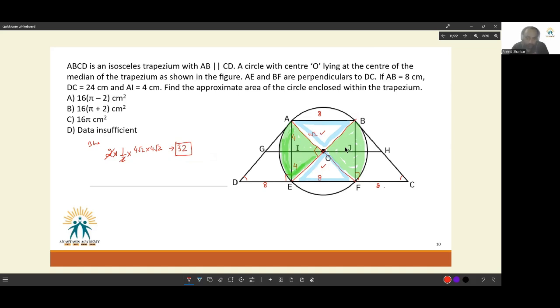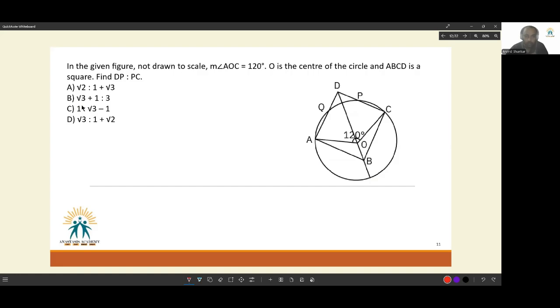Now area of these two green portions, which is quarter of a circle or cumulatively half of a circle, will be half pi r square. R square will be 32. So I get 16 pi. So the total answer will be 16 pi plus 32. If I take 16 out common, I'll be left with pi plus 2. So option B will be the right answer.